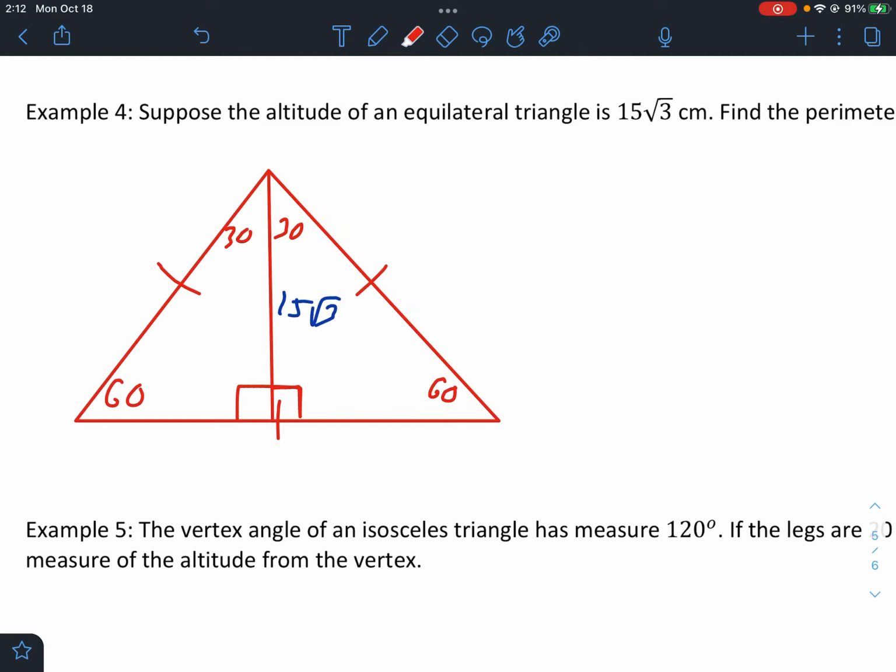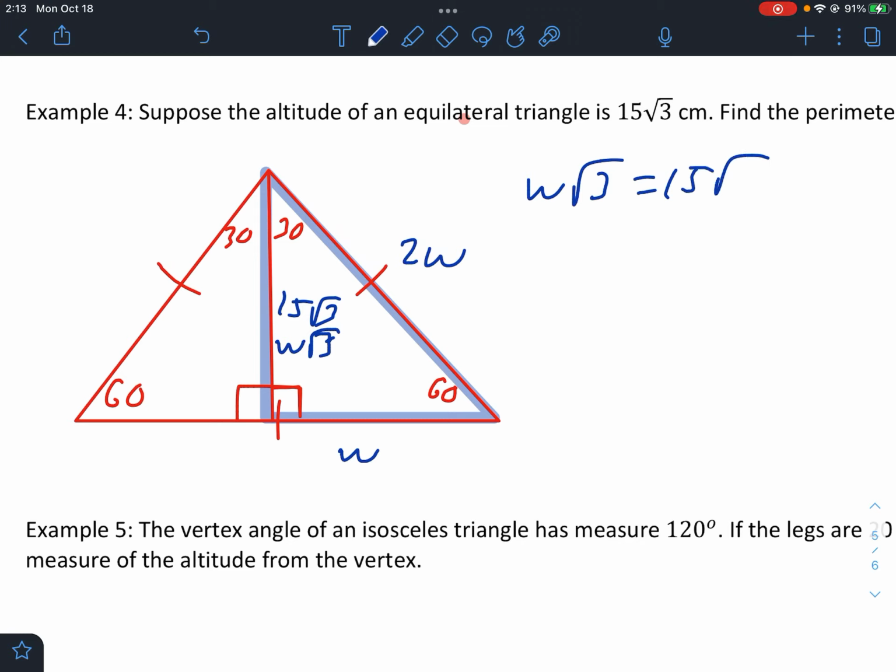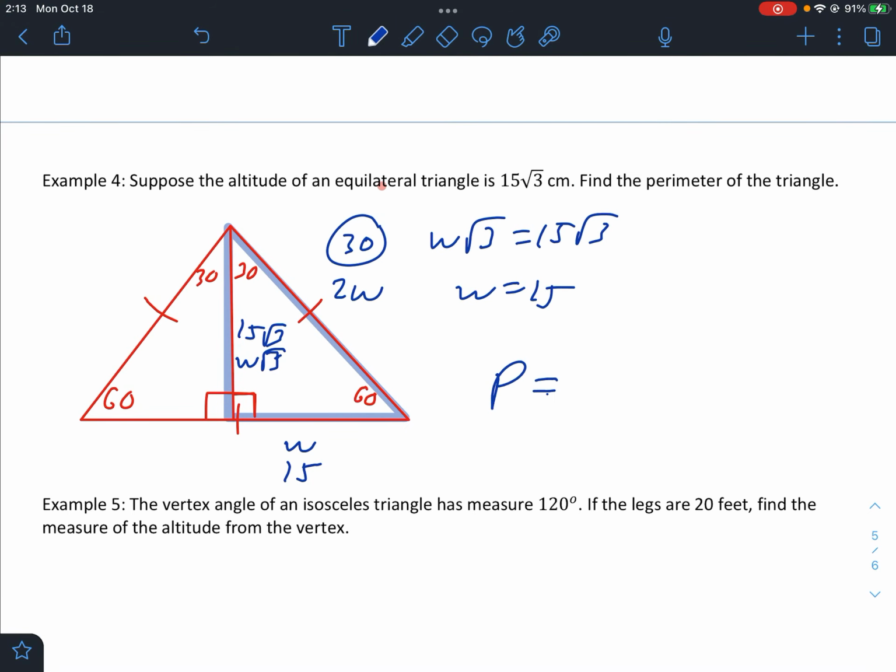All right, well, let's just focus on this triangle. So across from 30 is W, across from 60 is W root 3, and across from 90 is 2W. So we have W root 3 equals 15 root 3, which means W equals 15. So this is 15, but more importantly, this side is 30. And if that side is 30, and this is an equilateral triangle, that means all three sides are 30, so the perimeter must be 3 times 30, or 90 centimeters.